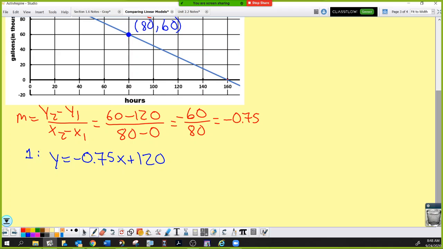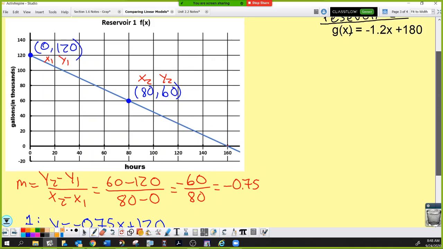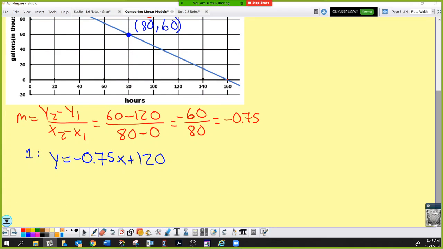Which reservoir started with more water in it? Reservoir 1 or reservoir 2? Reservoir 2 started with 180,000 gallons. Reservoir 1 has 120,000 gallons. So this time they don't have the same starting amount. Reservoir 2 started with more, with exactly 60,000 more, but it is draining faster as well. I could ask you which one will be completely empty first. I could ask you how much faster will the first one be empty than the second one?